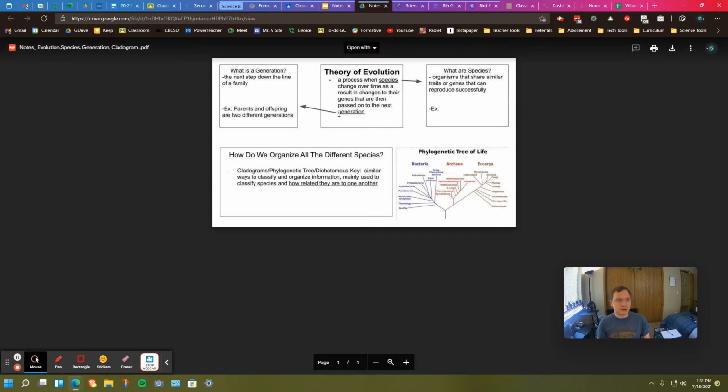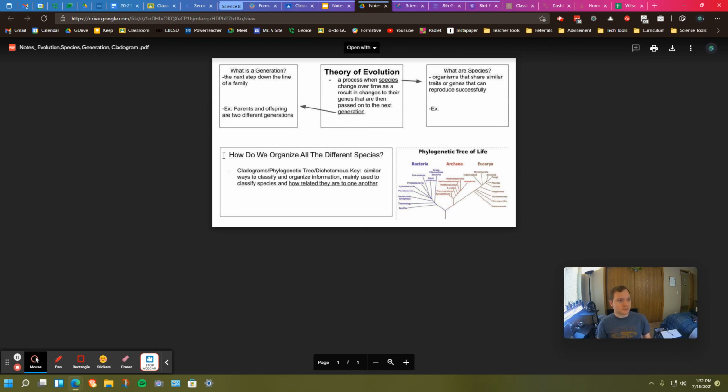Now, when we talk about a generation, this is probably going to be a new term. A generation is just that next step down in the family tree. For example, parents and offspring are two different generations. Your parents are one generation, you would be a generation, your grandparents are a different generation because they're a step above your parents. Your great-grandparents are a step above that. Those are all different generations. The real key thing when we're talking about evolution is that those genes, those changes to genetics, have to be able to be passed down from one generation to the next, from your grandparents to your parents to you, for example. Hopefully that clicks. That's why we really have to know those two things.